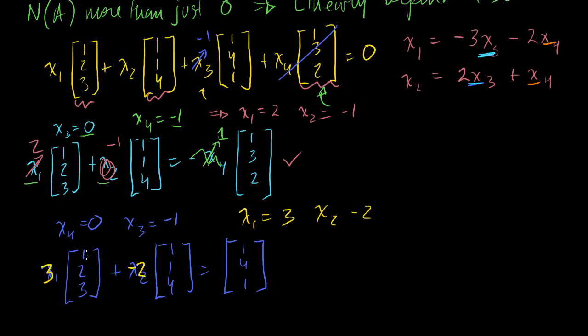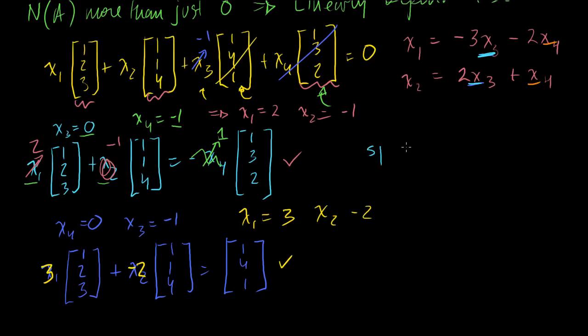Let's see if it works out. 3 times 1 minus 2 is 1. 3 times 2 minus 2 is 4. 3 times 3 minus 8 is 1. It checks out. So I'm able to write this vector that was associated with a free variable as a linear combination of these two. So we can get rid of him from our set. So now I've shown that this guy can be written as a linear combination of these two. This guy can be written as a linear combination of these two. So the span of all of those guys should be equal to the span.